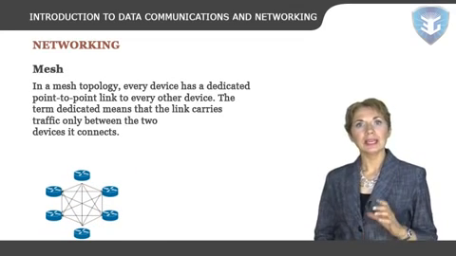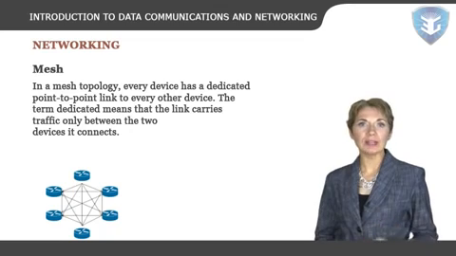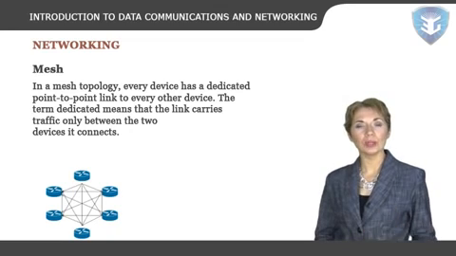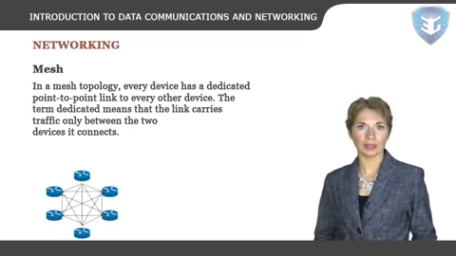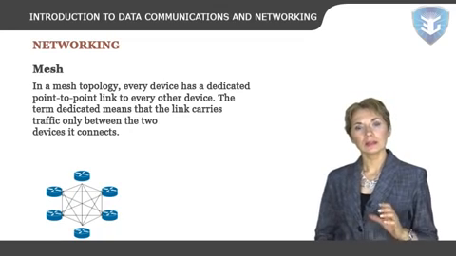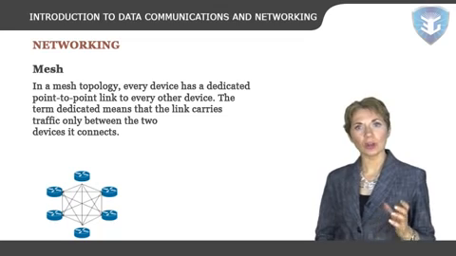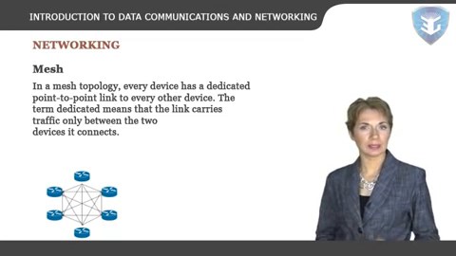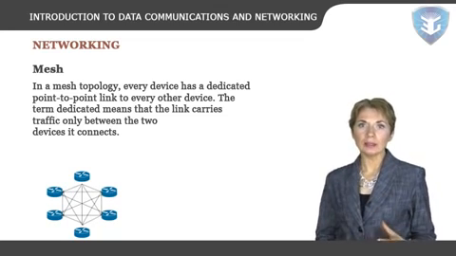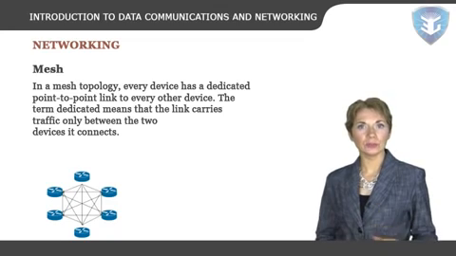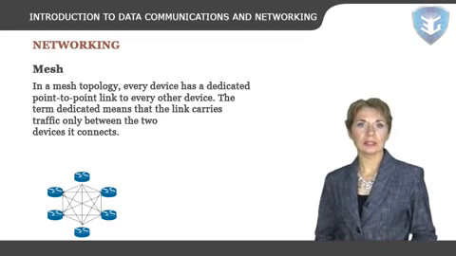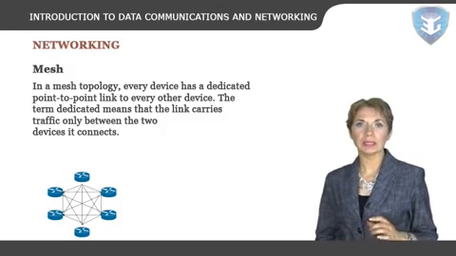Mesh. In a mesh topology, every device has a dedicated point-to-point link to every other device. The term dedicated means that the link carries traffic only between the 2 devices that it connects. To find the number of physical links in a fully connected mesh network with n nodes, one first considers that each node must be connected to every other node.